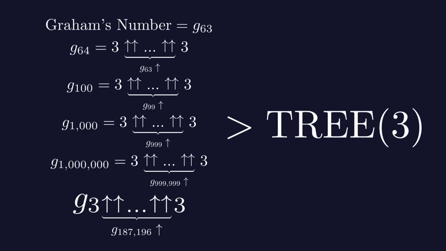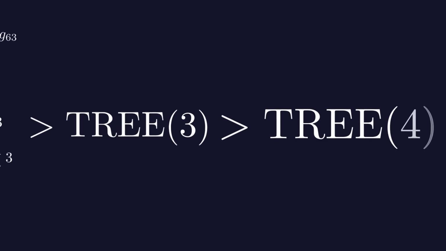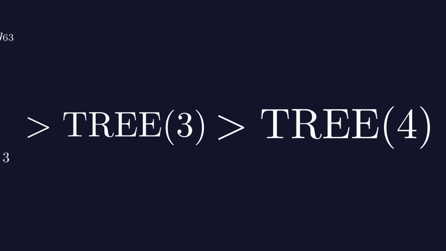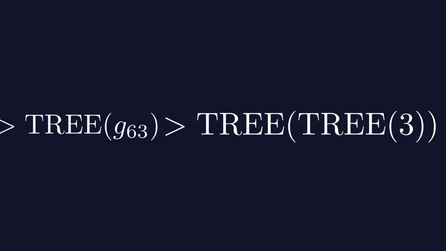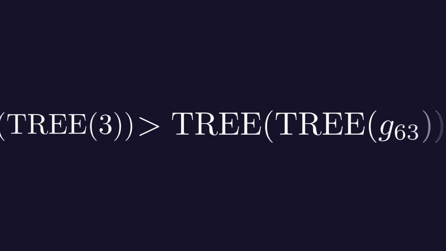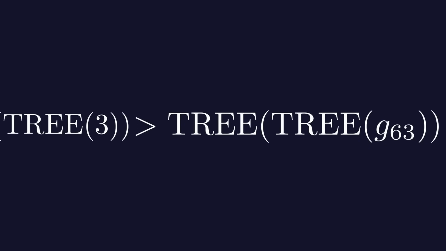The TREE function generates incredibly massive numbers. TREE of 4 is already a lot bigger than TREE of 3. We can put any number into the TREE function. Just imagine how big would be TREE of Graham's number, or TREE of TREE of 3, or TREE of TREE of Graham's number. These numbers are beyond our comprehension in terms of size.